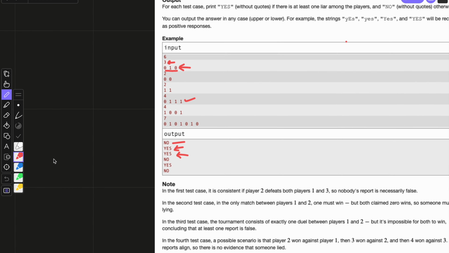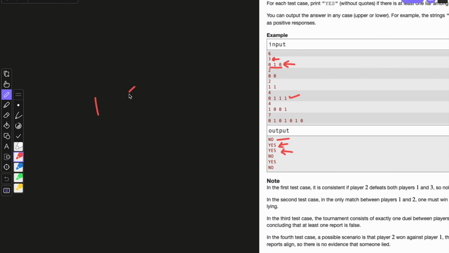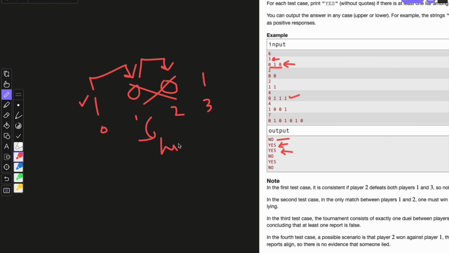Okay, when we see this test case here, 1 0 0 1. So this is player 0, this is player 1, this is player 2, and this is player 3. You can see that this player fights with this player, and okay, let's see player 0 1. This player fights with this player, but nobody won, so that cannot happen, and we will return false, as there is lying in this case. Let's see the next test case.